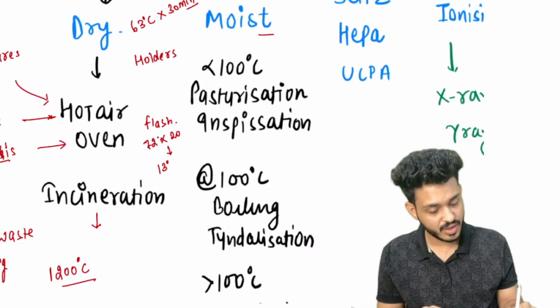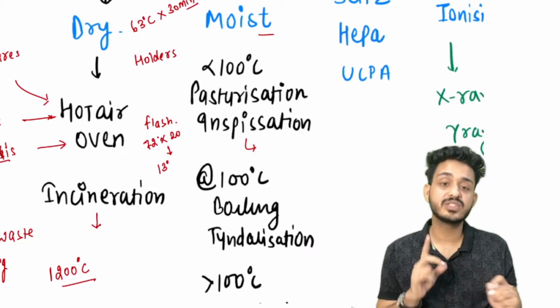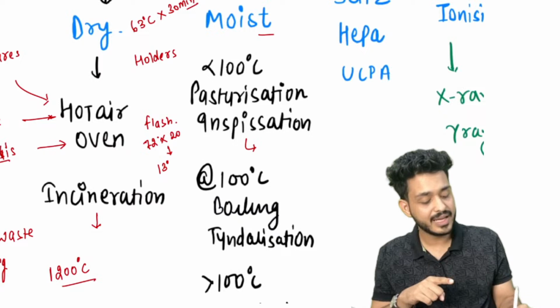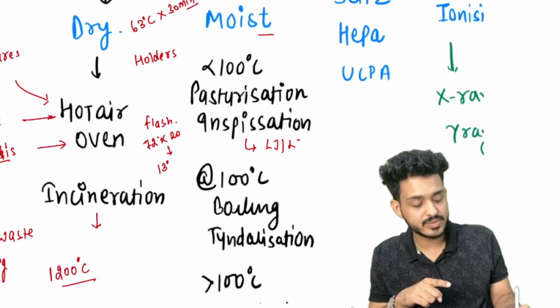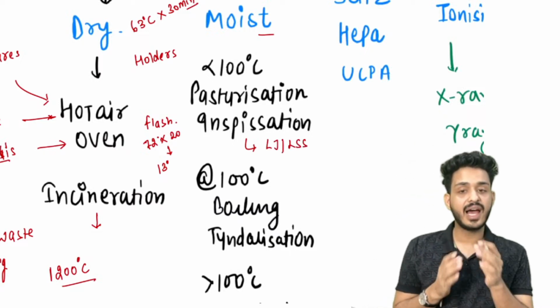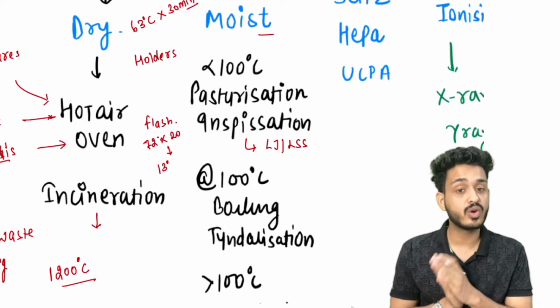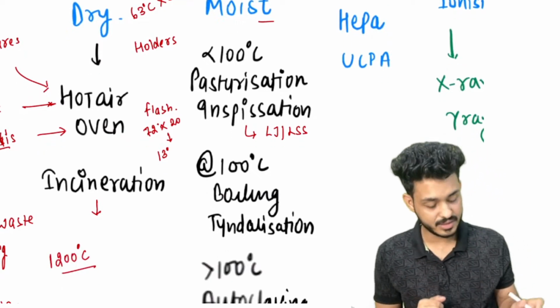Okay, next one is your inspissation. Remember guys, inspissation, there is a question in your exam. Inspissation is done for two medias. One is LJ media, second one is LSS. Now try to answer. LJ media is for what and LSS is for what? Okay, then you will be remembering.